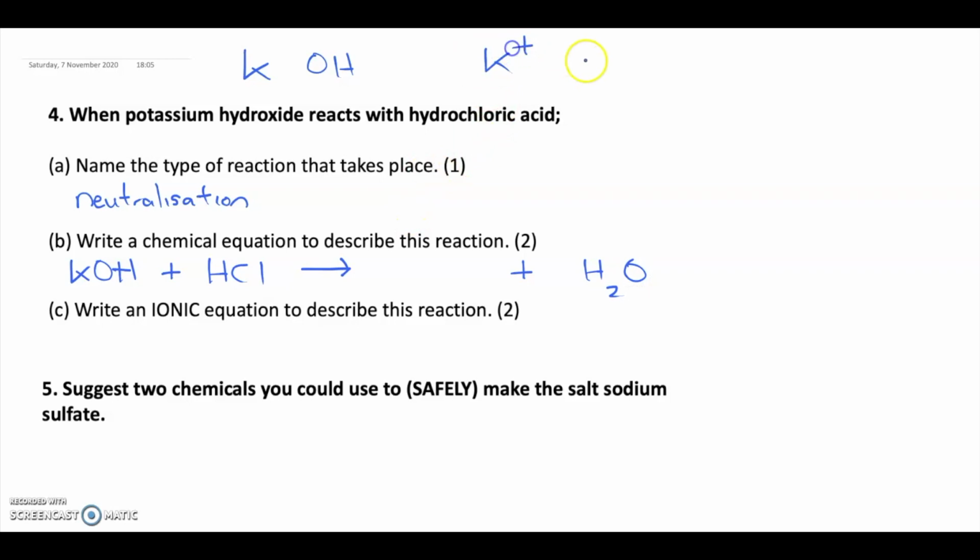So to work out the formula of potassium chloride, I've got K+, Cl-. Because the charges are the same, they cancel out, so the chemical formula is KCl.